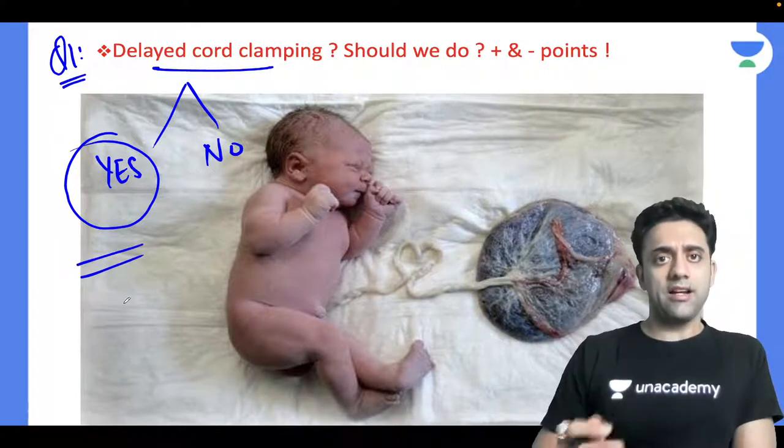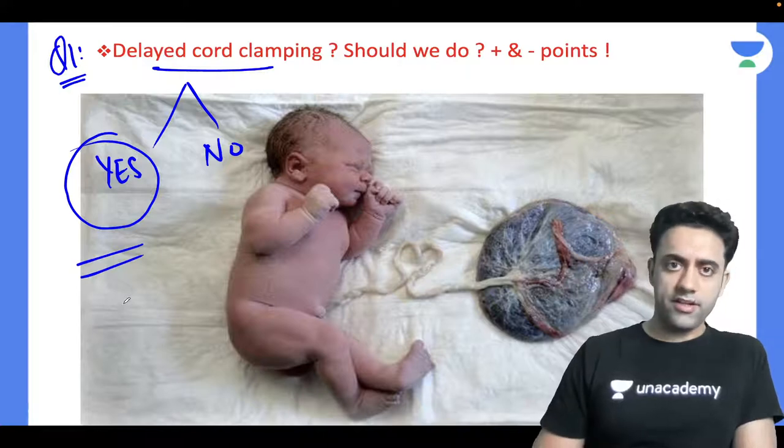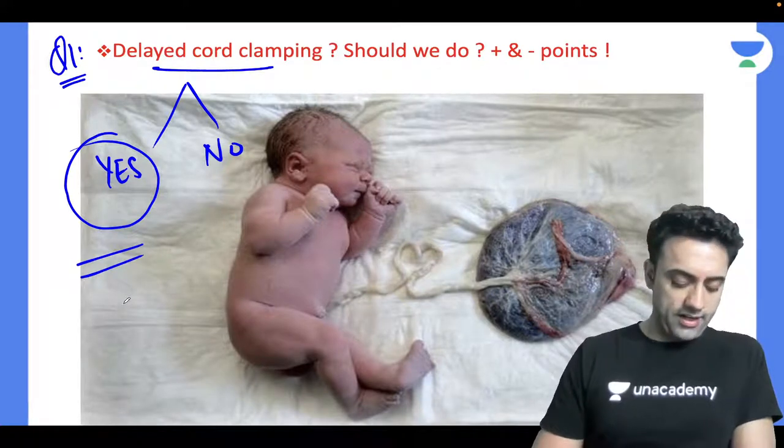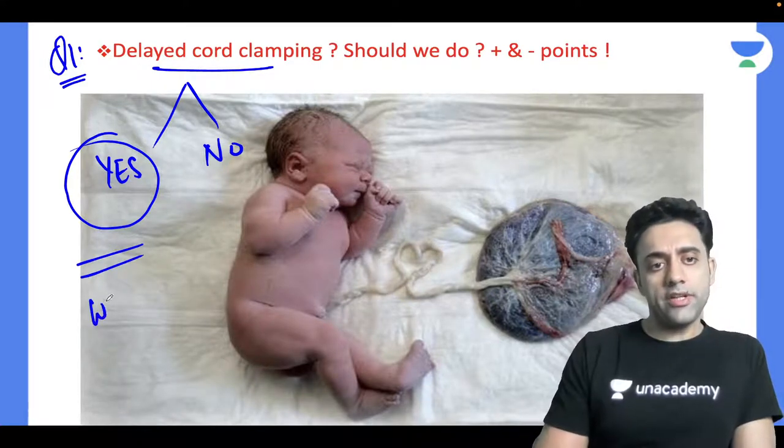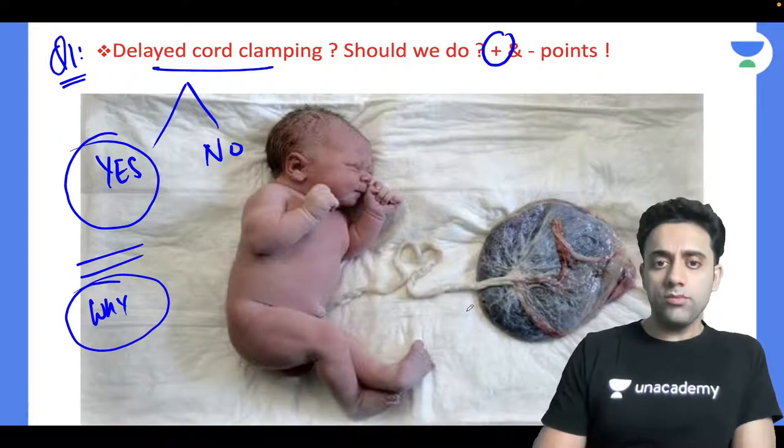We delay the clamping of the cord by 30 to 60 seconds, right? We do that. Okay, why do we do delayed cord clamping? What will be the benefit? What are the positive points?